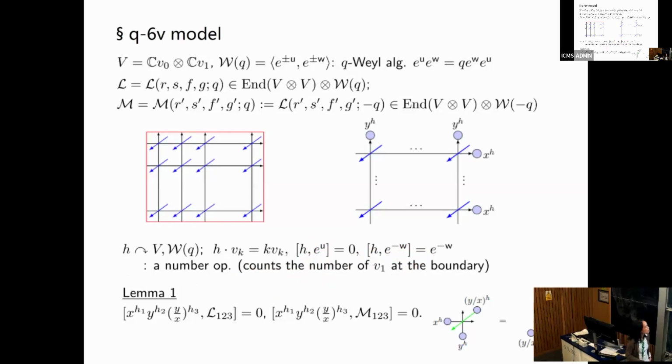The first lemma is that if we consider the operator L 1 2 3 acting on V tensor the q-Weyl algebra, we number these three spaces 1, 2, 3. This means that h_i acts on the ith space. Our claim is that this operator commutes with both L and M. Pictorially, it means that if we attach some blue balls to arrows, these balls can be moved safely to the opposite side. This is the meaning of this.